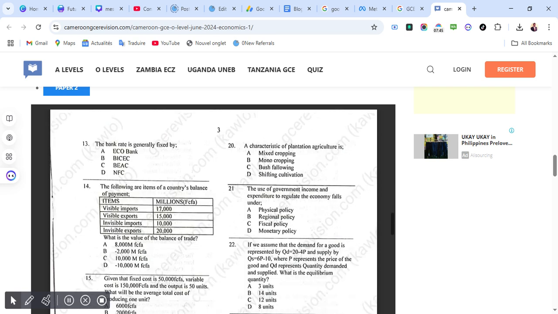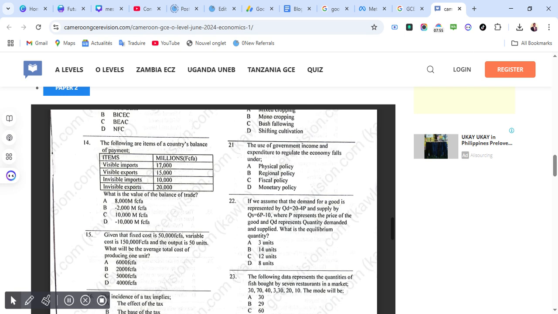So, question 20. A characteristic of plantation agriculture is, correct answer for 20 is B, which is monocropping. The use of government income and expenditure to regulate the economy falls under, correct answer is C, fiscal policy.